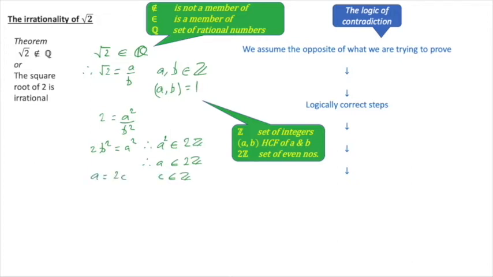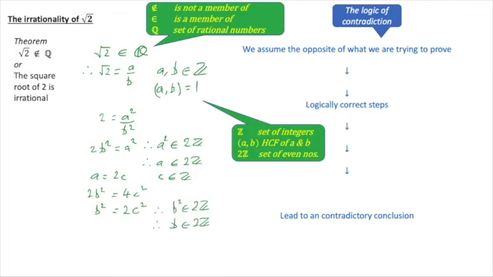Now, this means if a is an even number, then a must be able to be expressed as 2 times another number c, which is an integer. c is a member of Z. And we can then square a, which gives us 4c squared, and we know from above that a squared is equal to 2b squared, so that means that 4c squared is also equal to 2b squared. And now we're going to get to our contradictory conclusion. If we divide both sides of 2b squared equals 4c squared, that gives us b squared equals 2c squared. And that tells us that b squared is an even number, and that tells us that b is an even number.